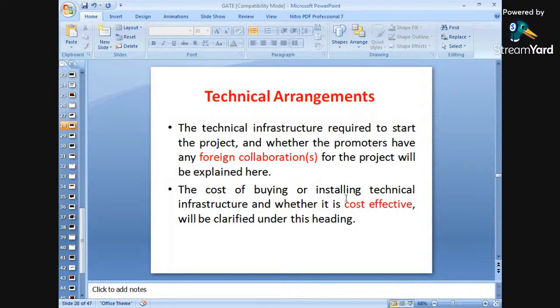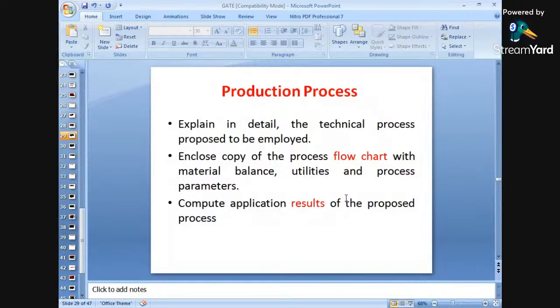The cost of buying or installation of technical infrastructures, and whether it is cost effective, whether it is effective to buy or install technical infrastructures or whether it is to be available from nearby, that is from our country or outside the country. So this cost of buying or installation of technical infrastructures, and the expenses required for carrying out the technical installation of the infrastructure related activities. Whether it is effective or economical or not is to be considered related with the DPR.